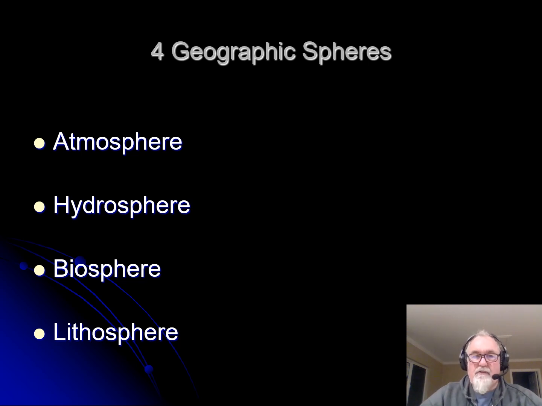On the other hand, physical geography is going to cover these four geographic spheres. So the field of physical geography is broken down into the study of the atmosphere, that's the gaseous layer that surrounds the Earth, the hydrosphere, all the water on the planet, the biosphere, all the life forms, and finally the lithosphere, which for now we'll talk about like the rocks and the soil and the sediment, but we'll learn later on that it has a more specific definition.